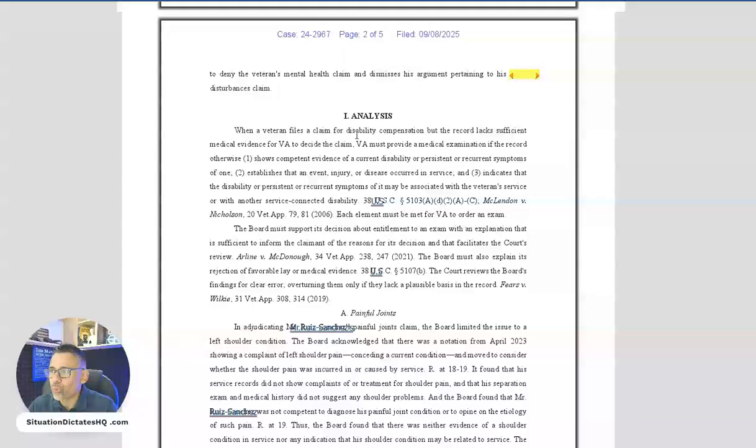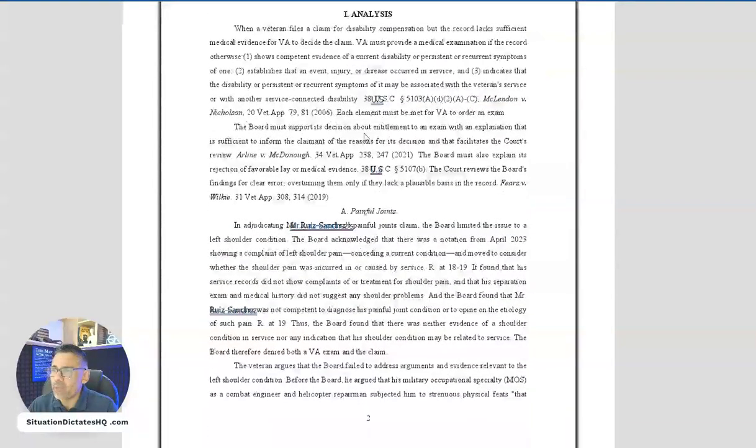So you can go through this, and once again, if there's anything that you don't understand, copy it and paste it and put it into ChatGPT.